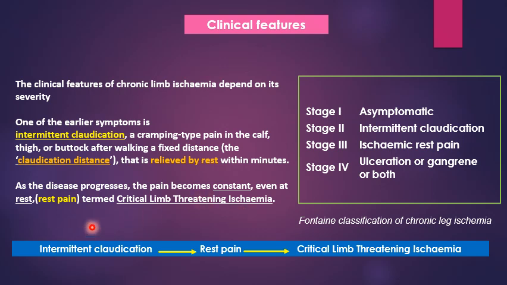So the asymptomatic patient becomes intermittent claudication, and this claudication becomes worse. The distance becomes less. Then the patient develops rest pain, even at rest, especially at night. And later, this can lead to critical limb-threatening ischemia.